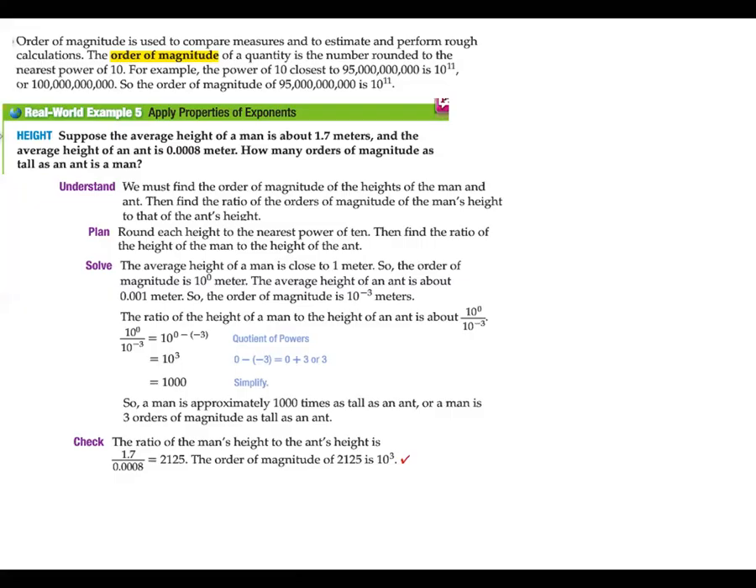So the ratio of the man's height to the ant's height is 1.7 over 0.0008, which is 2,125. The order of magnitude of 2125 is 10 cubed because it's a number in the thousands.